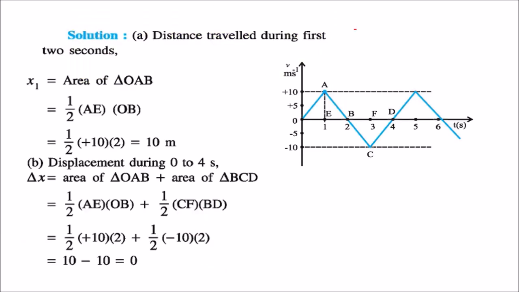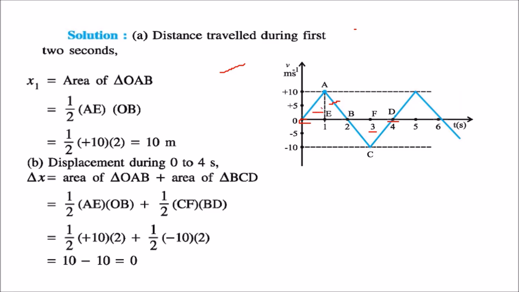In order to find the displacement during 0 to 4 seconds, we will first find the area of this section, that is triangle OAB, and this one, the area of BCD. But this we have to take as positive.